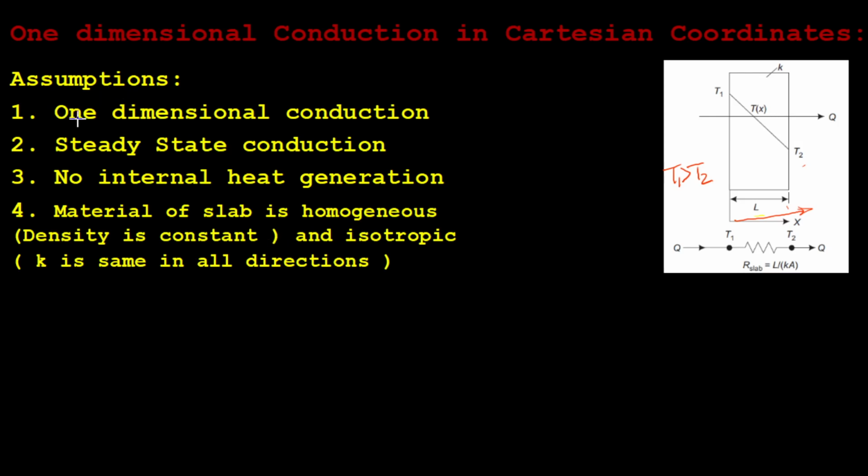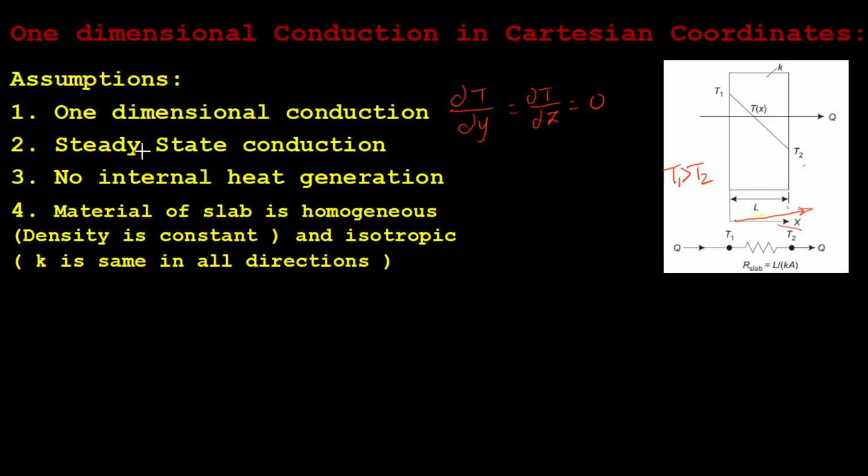The first assumption is that it's a one-dimensional conduction, which means that dou T by dou y and dou T by dou z will be equal to 0 in the general three-dimensional equation. Since we are considering only heat conduction in the x direction, dou T by dou y and dou T by dou z will be equal to 0. That is our first assumption, which means we are assuming there is no heat transfer in the y as well as z direction. Only heat transfer occurs in the x direction.